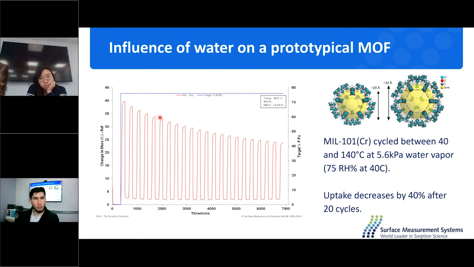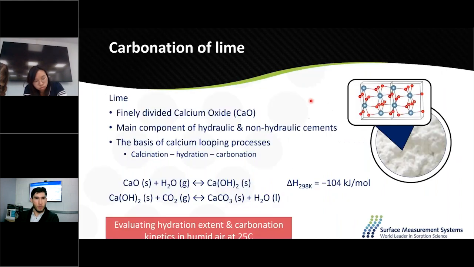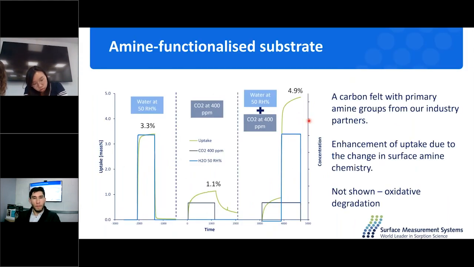Another prototypical material, excuse me, a bit of technical trouble, are amine functionalized substrates. And in here, as was mentioned before, the presence of water can act to change the chemistry of the amine CO2 sorption and chemisorption, to essentially allow the material to take up more CO2 into the process.